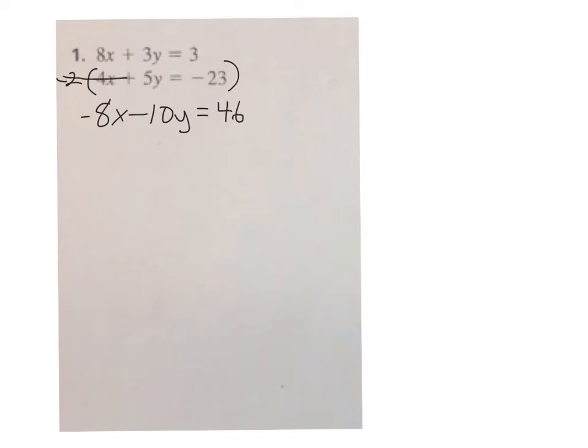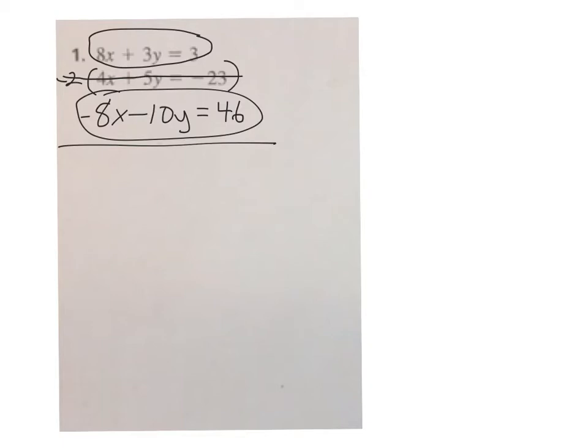Now, when I combine the top one and the bottom one together, positive 8x and negative 8x cancel. I've got a positive 3y and a negative 10y, that's negative 7y. And I have a positive 3 and a positive 46, that's going to give me 49 when I combine those. Then I would divide both sides by negative 7. I would get y equals negative 7.